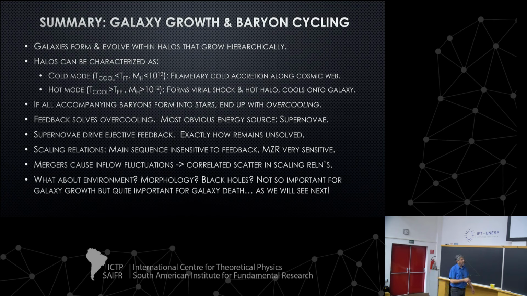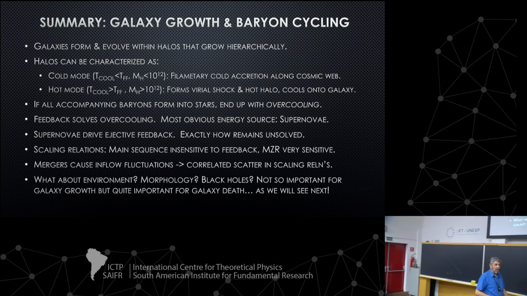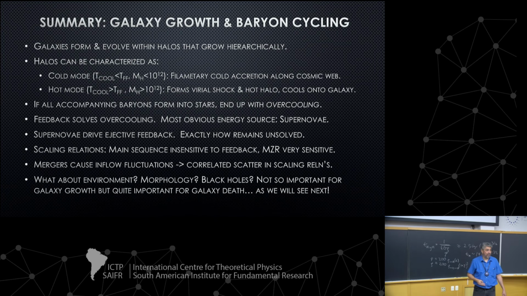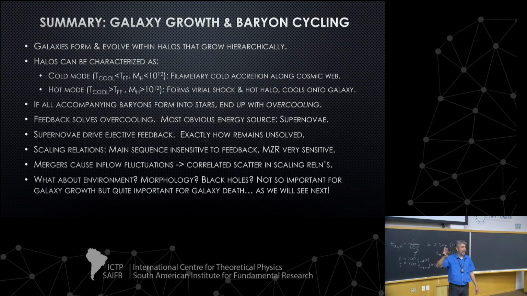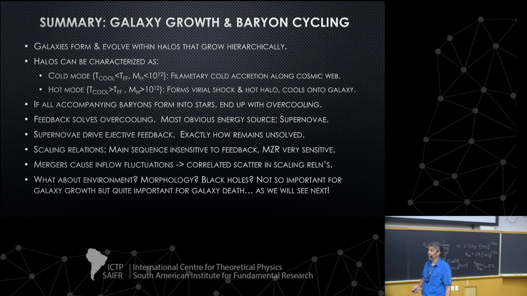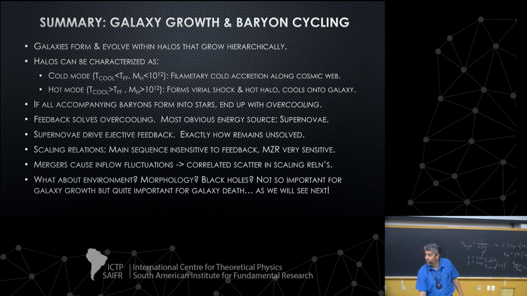So the next time, of course, we're going to start talking about the high mass end. So far, we've dealt with the low mass end of the cosmic star formation efficiency. Now we're going to have to worry about the high mass end. And for that, suddenly things like mergers and black holes and all these other things we haven't talked about yet are going to become pretty important. So I'll stop there.